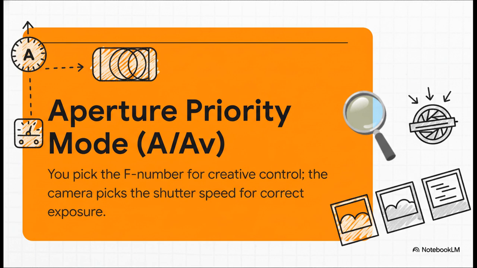You choose the F number for your creative effect, the blurry background or the super sharp landscape, and then the camera does all the other hard work. It automatically picks the perfect shutter speed to make sure your photo isn't too bright or too dark. It's the absolute best of both worlds. You get full creative control, and the camera handles the technical stuff.